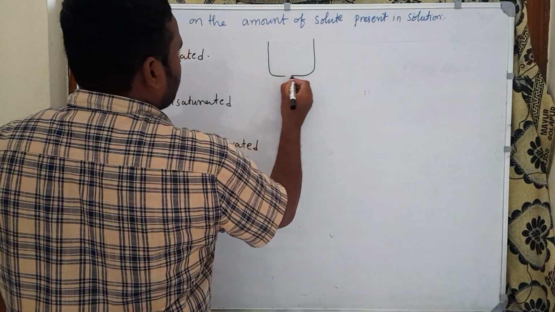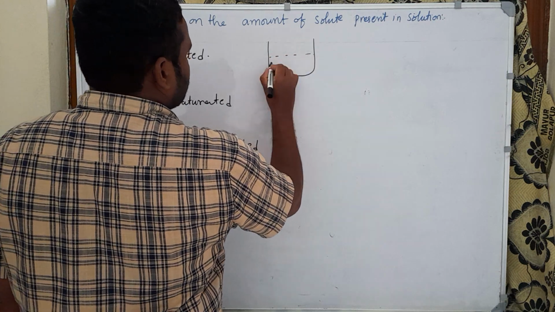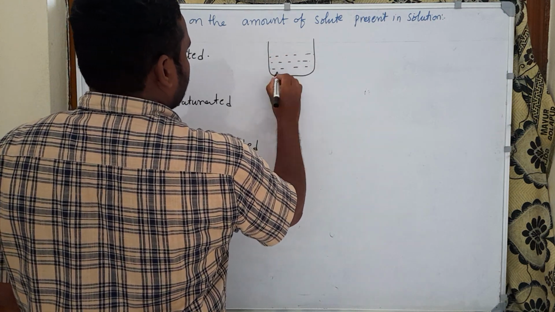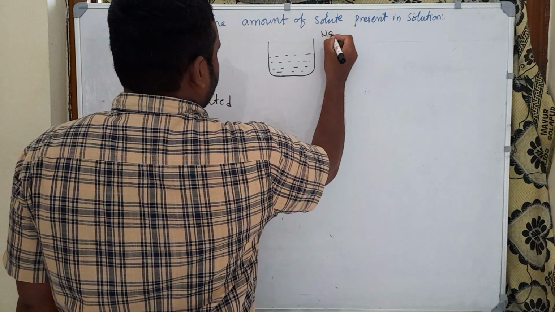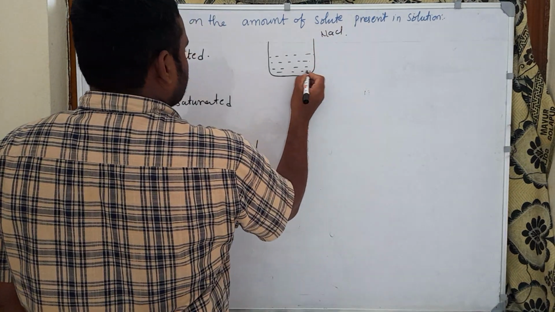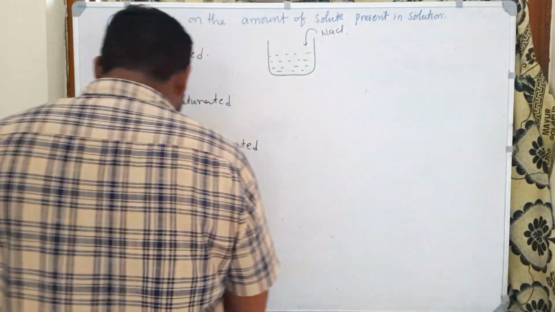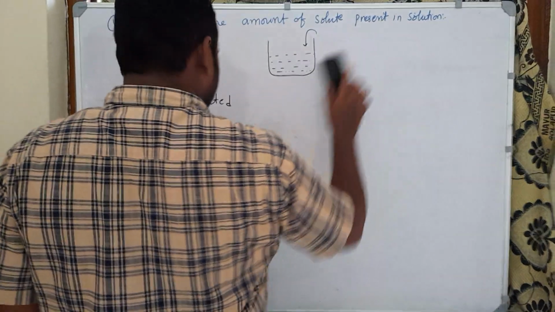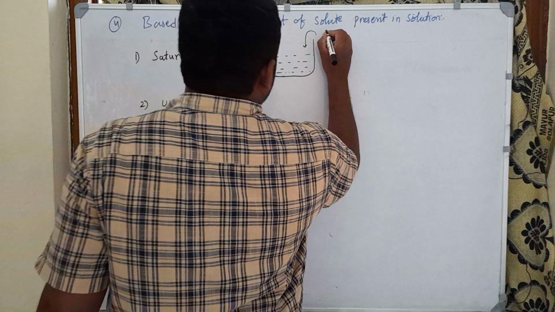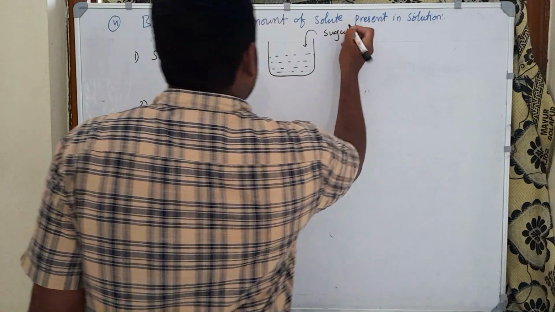So let us consider that we are dissolving some solute in a liquid. For example, we are adding NaCl to this water. Or rather than NaCl, you take sugar in the water.